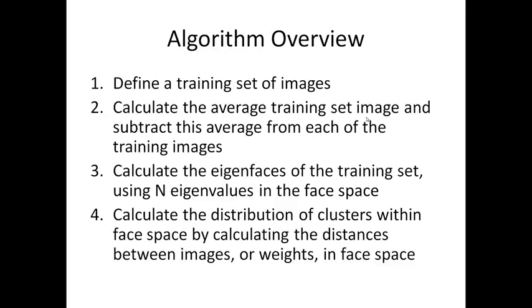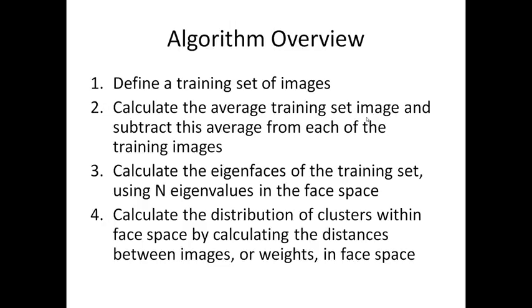So for the algorithm, how we execute this is, first, we define a training set of images. So just read in some images. 2, we will calculate the average training set image, and then you subtract the average from all the images. And that just kind of gets them all so that they're similar to one another. So you're just removing that average. Very simple. And then step 3, we calculate the eigenfaces of the training set using n eigenvalues in face space, and we get to define n to be whatever we want.